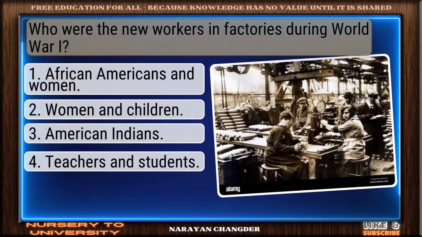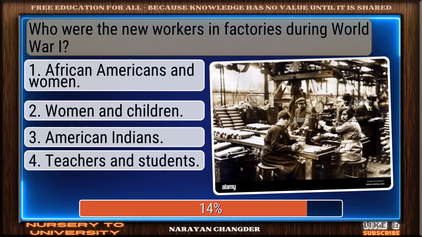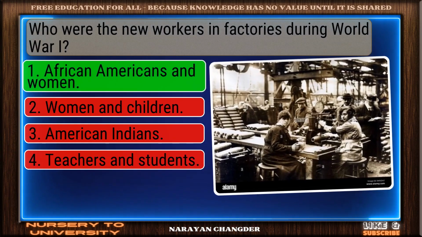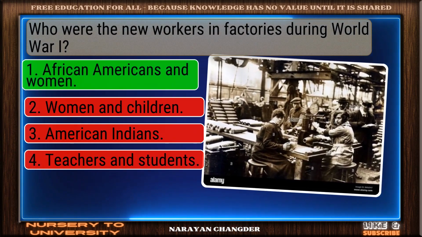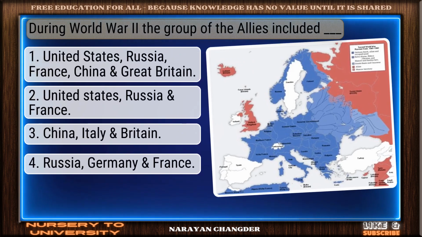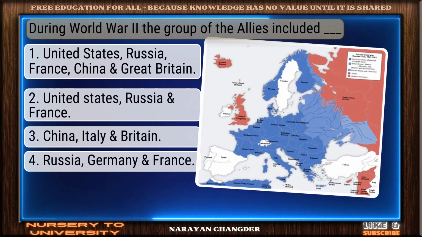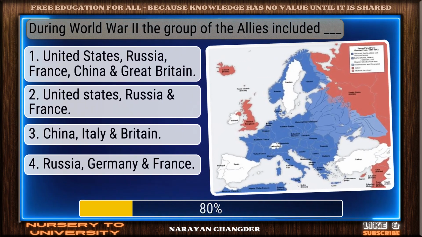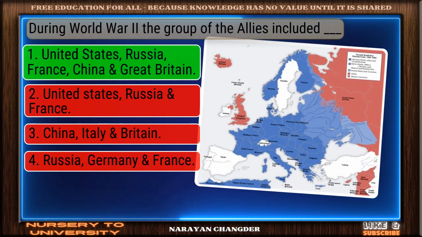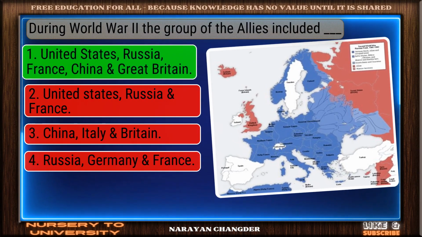Who were the new workers in factories during World War I? Good job. Your answer, African Americans, and women works well here. During World War I, the group of the Allies included Dash. Strong choice. United States, Russia, France, China, and Great Britain is the right answer.